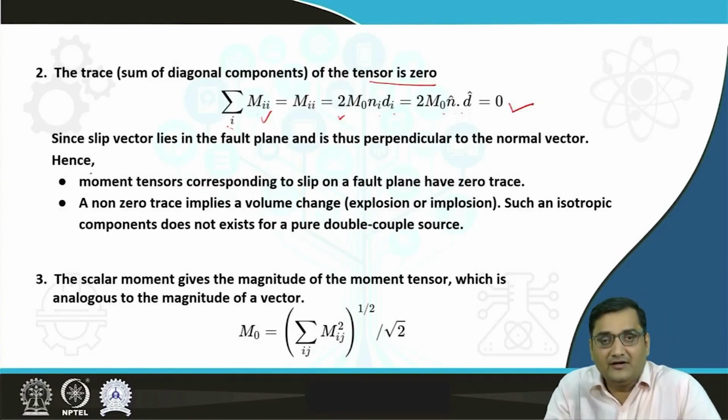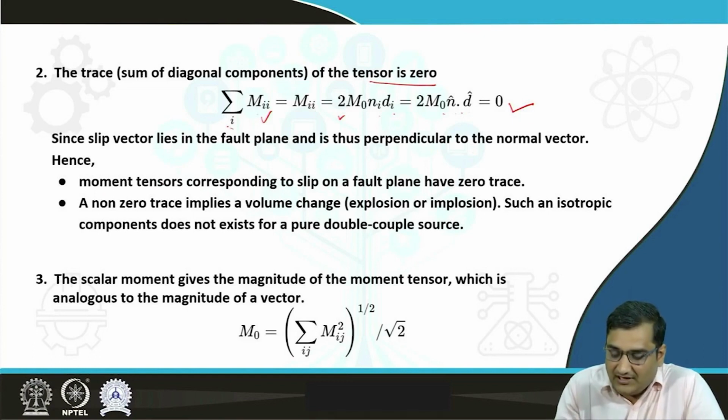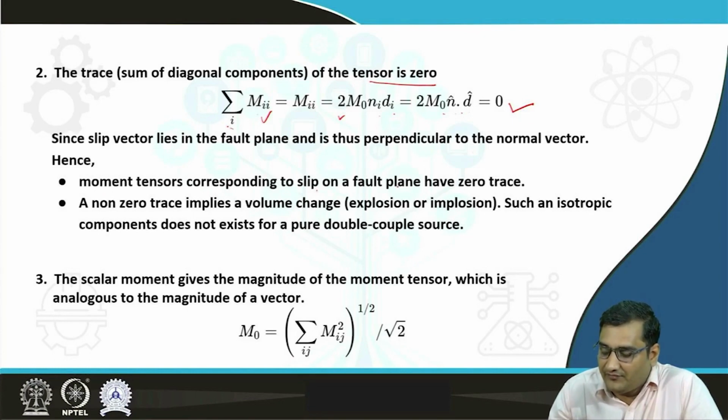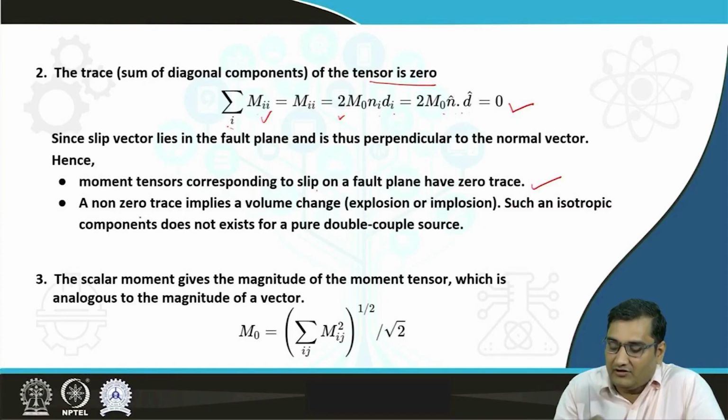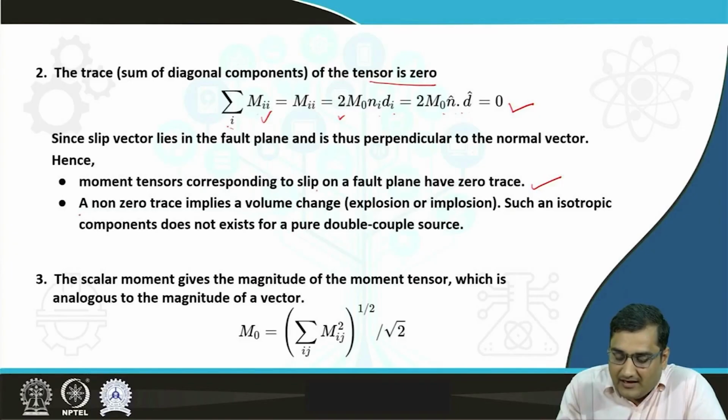So if the slip is happening on the fault plane, obviously it will be happening on the fault plane, then the slip direction perpendicular to the normal will always be equal to 0, which means that the moment tensors corresponding to the slip on the fault have 0 trace. That means the trace will always be equal to 0 if the slip is happening on the fault plane. A non-zero trace implies a volume change.